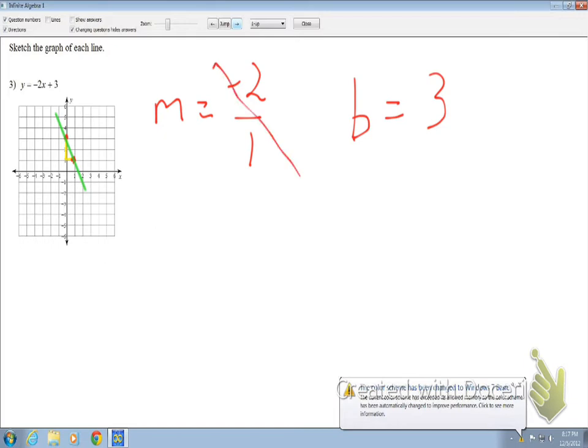We have, in this problem, a y-intercept of 3. So I went to the y-axis to 3, and a slope of -2/1. So I counted down 2 and over 1, and plotted the point. Let's move on to problem 4.